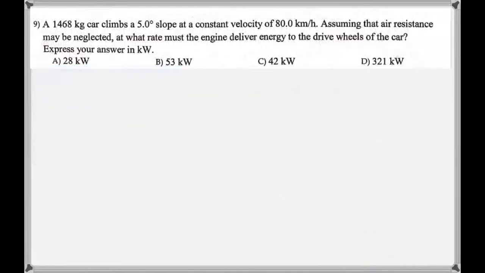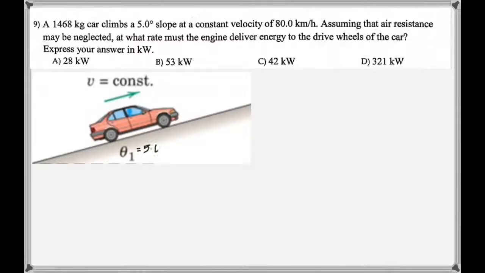In this third question, you have a 1,468 kilogram car that climbs a 5-degree slope at a constant velocity of 80 kilometers per hour. Assuming that air resistance may be neglected, at what rate must the engine deliver energy to the drive wheels of the car? And express your answers in kilowatt. So a diagram here would be really good. So let's do that.